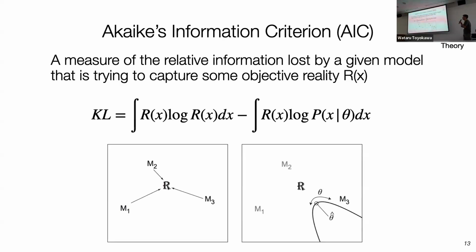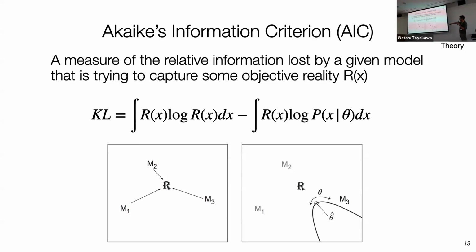So AIC is trying to capture some measure of the relative information lost by a given model that's trying to capture some objective reality Rx. Of course, we don't know what this objective reality Rx is. Imagine, in some kind of abstract space, there's some reality of the data and there's a bunch of models. And then AIC is trying to capture how much reality is lost, or how close we get to this reality at this argmax, right?